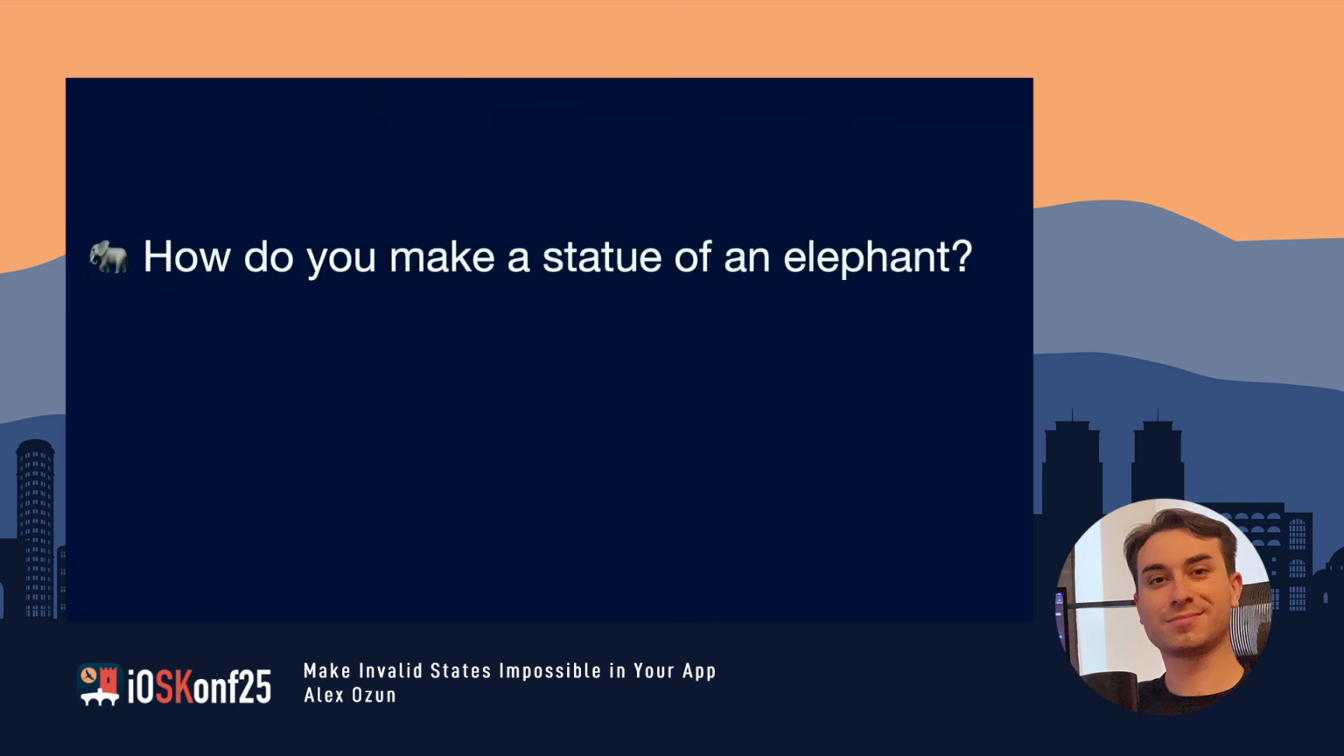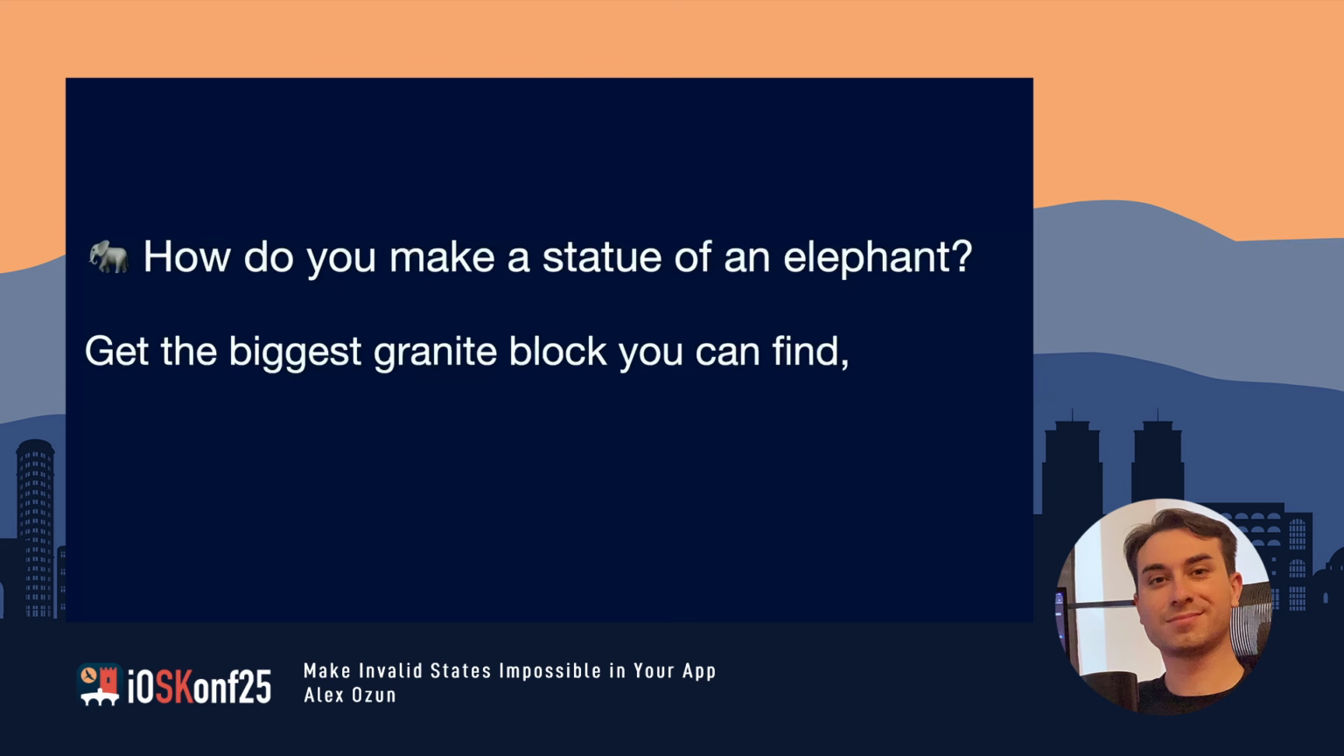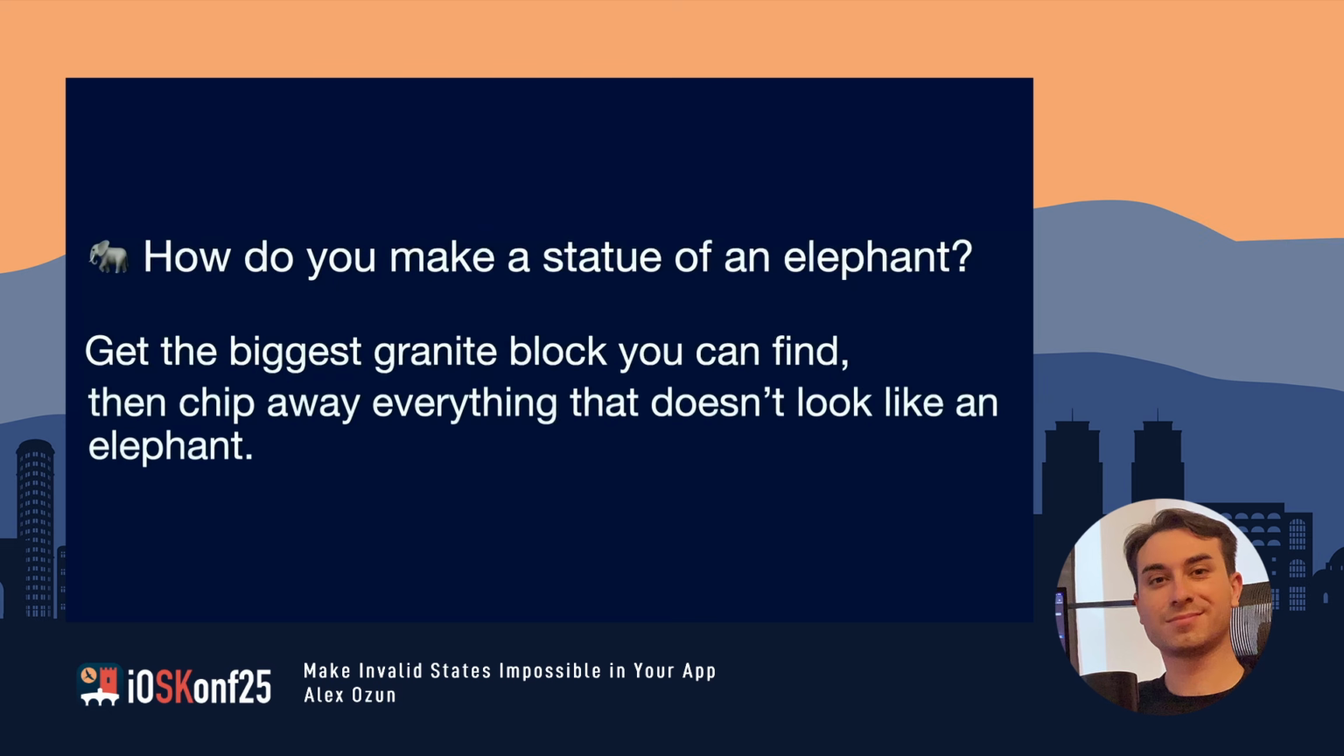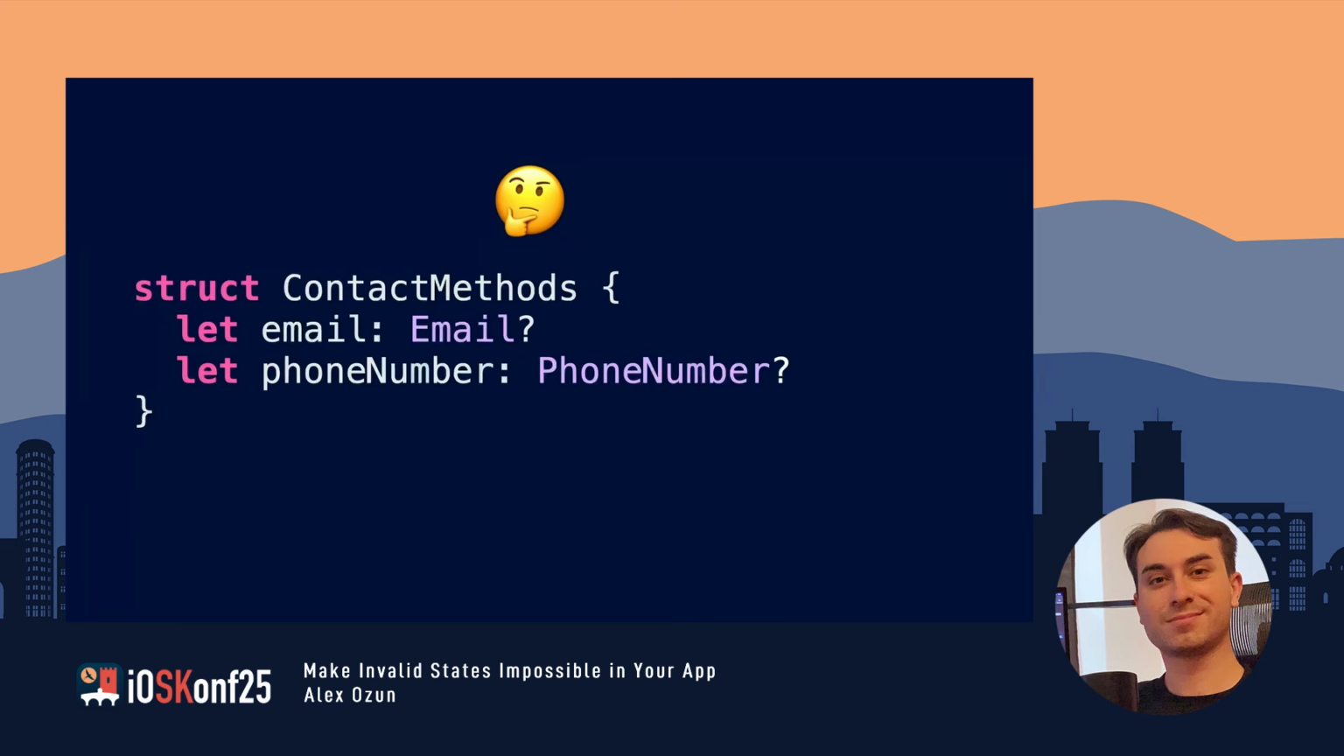And so here's a philosophical question. How do you make a statue of an elephant? Well, you take the biggest granite block you can find, and you chip away everything that doesn't look like an elephant. So obviously, our contact details sculpture doesn't look quite like the one we want. So we need to figure out what to chip away. And the answer is actually not obvious, because we can't remove any of the fields without restricting the model too much. And we can't even make any of them non-optional. If I make email non-optional, then it would mean that email is required, but it's not what requirements say.